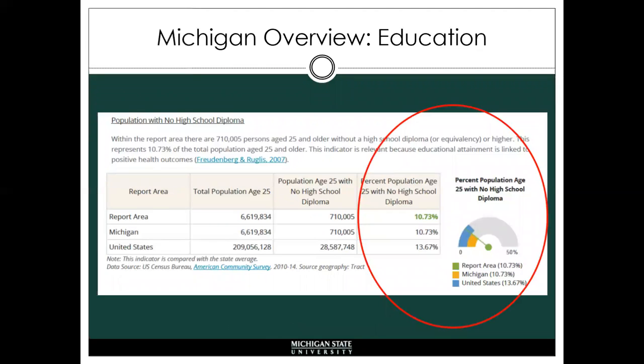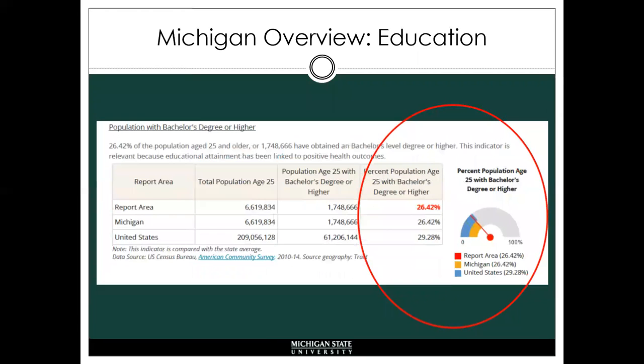So looking at the education level in Michigan, we're actually doing better. This is showing that fewer than the national average do not have a high school diploma at age 25. So more people than average do have a high school diploma. However, fewer than the national average have a bachelor's degree.